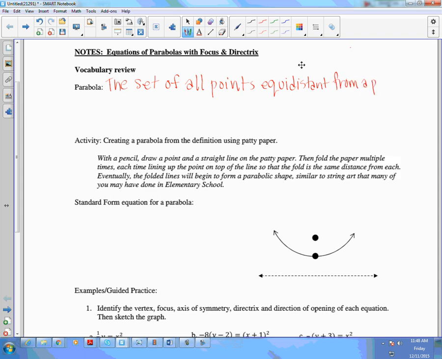From a point called the focus and a line called the directrix. The set of all points equidistant from a point called the focus and the line called the directrix.